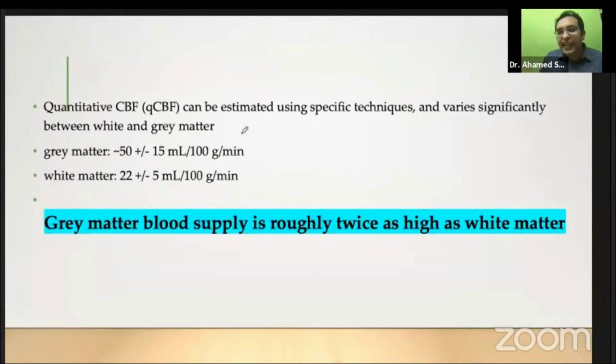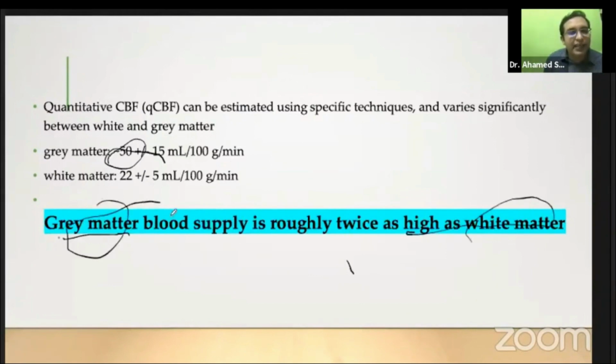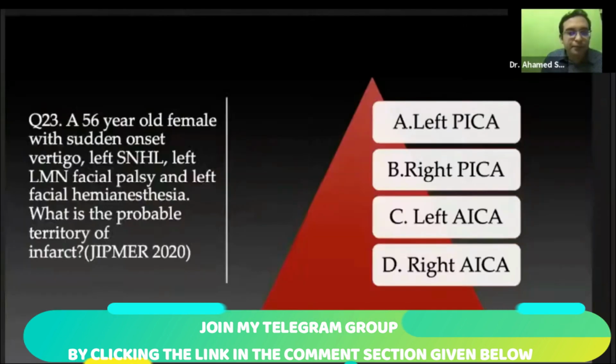Electrical silence point was 18, and complete absence, the mechanical failure, was actually 8. And in between we had the penumbra. And here we can see that it is actually roughly 50. And you should know one thing, that white matter doesn't need that much blood supply as the gray matter, because gray matter has all the neurons, all the activity, ATP, all occurring mainly in the gray matter. So this question was the recent JIPMER question.